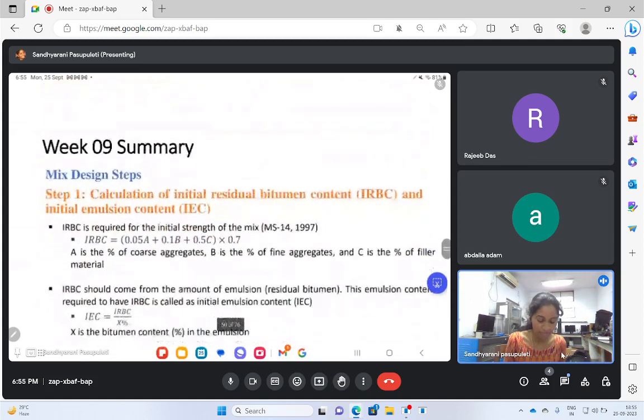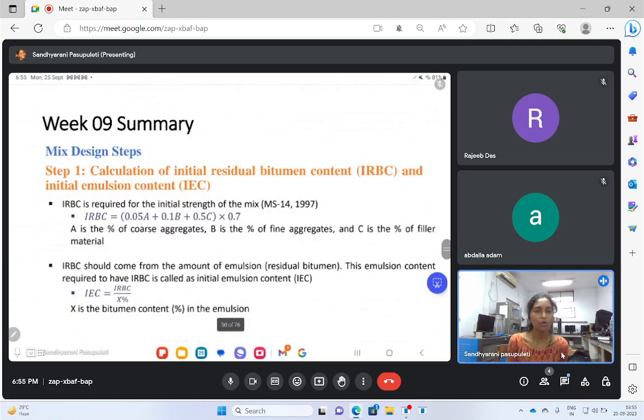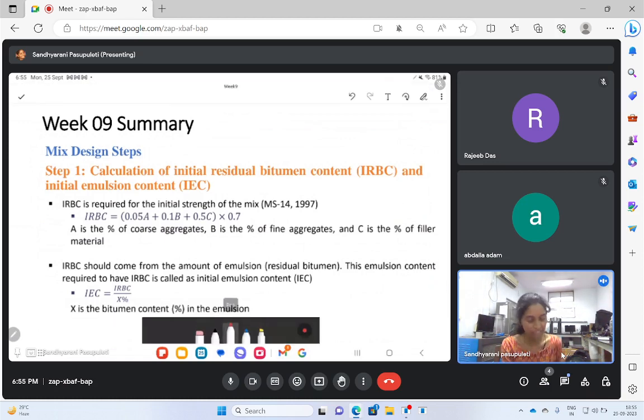So this cold mix, how do I design it? How do I know how much emulsion I have to take, how much extra water I have to take, how much water in the emulsion I have to take, how much aggregate gradation and what type of aggregate gradation, how do I choose in such a way that at the end I produce a bituminous mixture with better performance or better stability? So let us briefly see the steps involved in the design of cold asphalt mixtures.